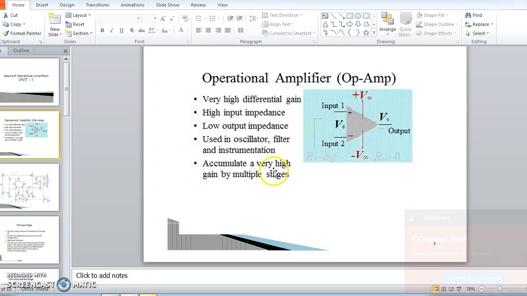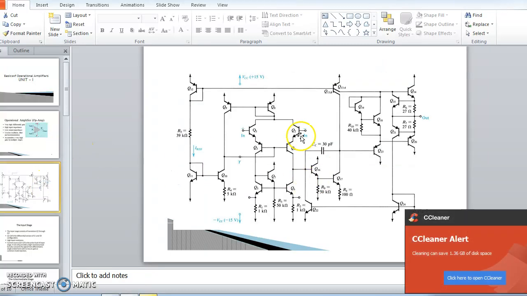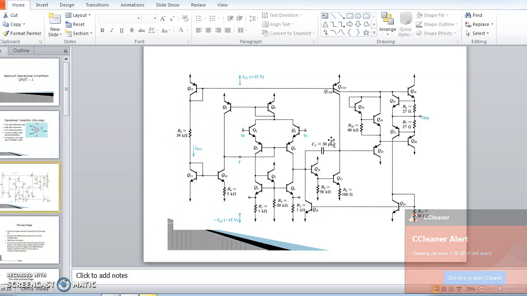It accumulates a very high gain through multiple stages. This shows the block diagram of the operational amplifier. The first stage is a differential amplifier with double-ended input and double-ended output. The second stage has a single-ended input and single-ended output. And the final stage consists of a push-pull complementary amplifier.